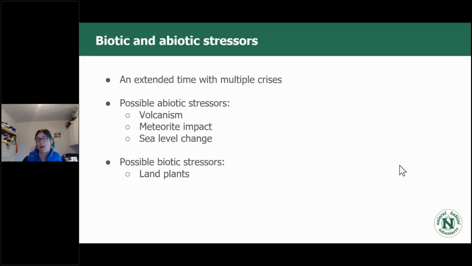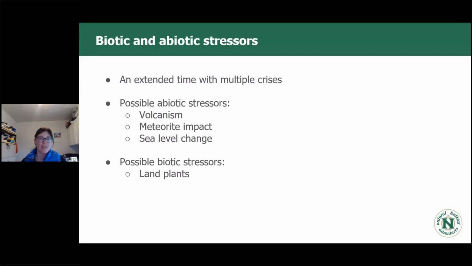So we have what are called abiotic stressors, things that happen without the impact of life, like volcanoes. We know they erupted at the end of the Devonian, and they erupted extensively. There's evidence for meteorite impacts at that time as well. We also see evidence of sea level change quite rapidly over multiple times. We can also look at biotic stressors, though. One thing life is really good at is causing problems for other life. And plants were really good at causing problems for other life forms that were on the planet at this time.